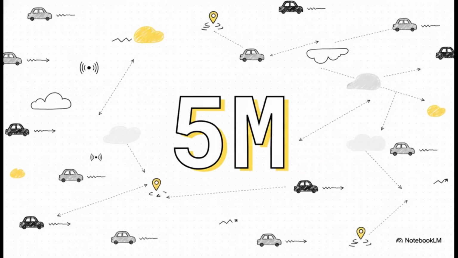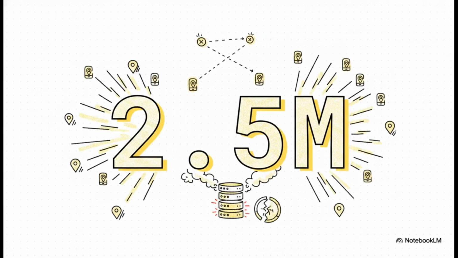To really grasp why building this system is such a monumental headache, you kind of have to wrap your head around the sheer scale of it first. 5 million. That is the number of active drivers globally on the platform at any given time. And the crazy part, these aren't just static data points sitting neatly in some database table. Every single one of these 5 million drivers is a moving target, constantly broadcasting their exact GPS coordinates over the network. Which brings us to this absolutely terrifying number, 2.5 million.